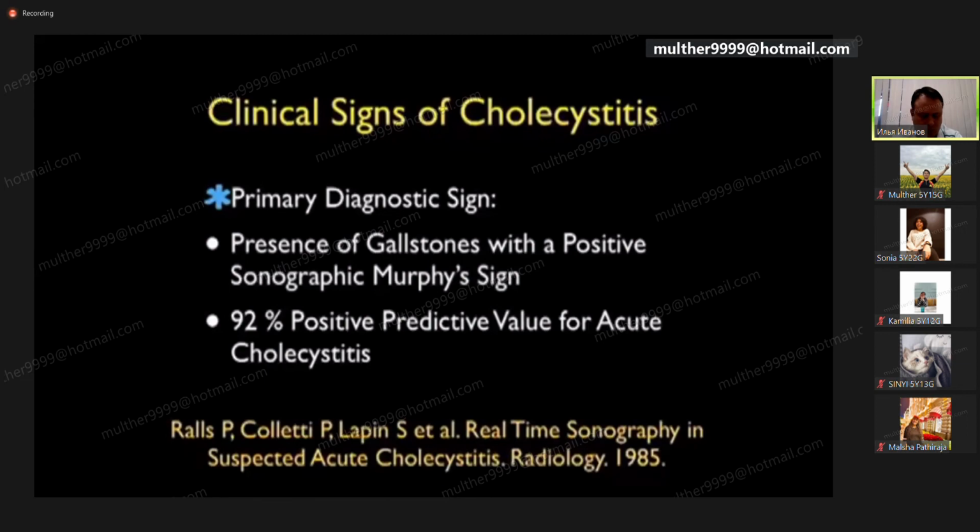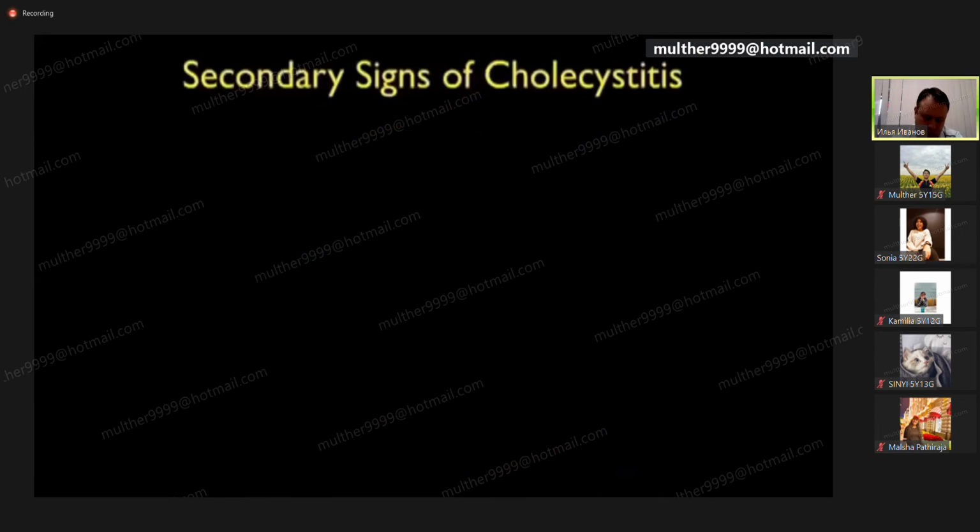These findings have a 92% positive predictive value for acute cholecystitis as found in this article by Dr. Rawls et al. in Radiology. It's an older article from 1985, but one that's often mentioned on discussion of acute cholecystitis.